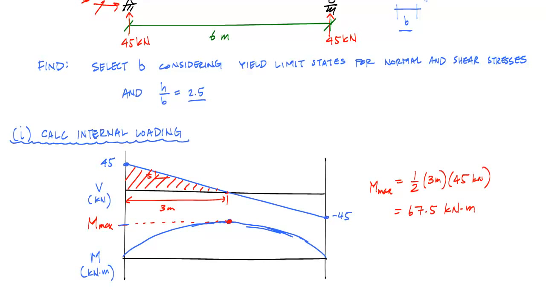I want to know where my maximum moment and my maximum shear occur, because that's where my maximum shear stress and my maximum normal stresses occur, as long as my beam cross section is uniform. So now that we have the internal forces and the shear moment diagrams, what we want to do is look at one limit state at a time and calculate what the dimension would be for that limit state.